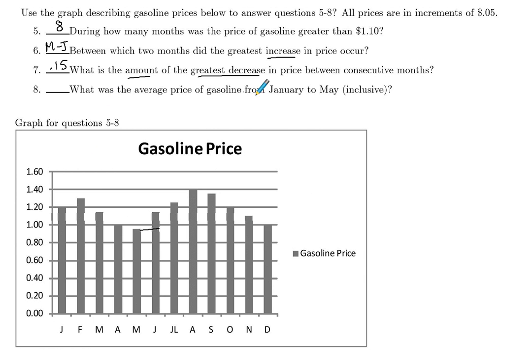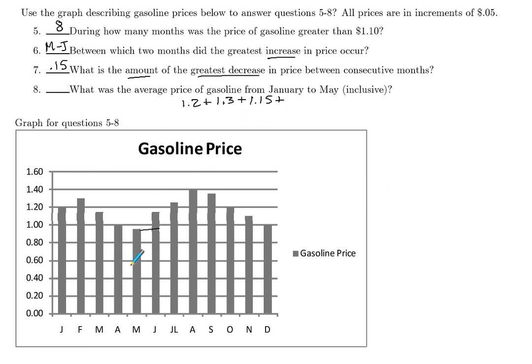And then what was the average price from January to May inclusive? Okay, so we want to average the prices in January, February, March, April, May. So in January we had $1.20. So we're going to add these up and then divide by 5 because they had 5 months. $1.30. So 1.3. Here in May, that's about 115. So that's a little more than halfway up.